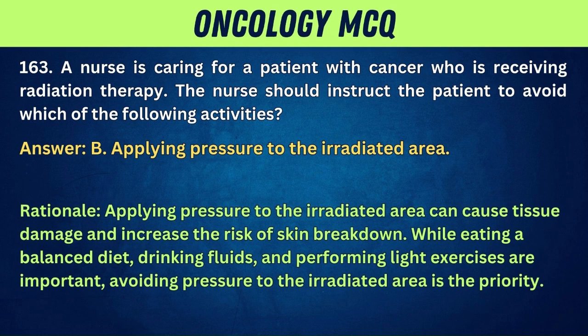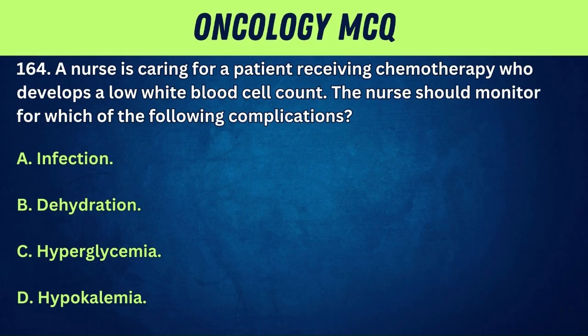Answer. B. Applying pressure to the irradiated area. Rationale. Applying pressure to the irradiated area can cause tissue damage and increase the risk of skin breakdown. While eating a balanced diet, drinking fluids, and performing light exercises are important, avoiding pressure to the irradiated area is the priority.